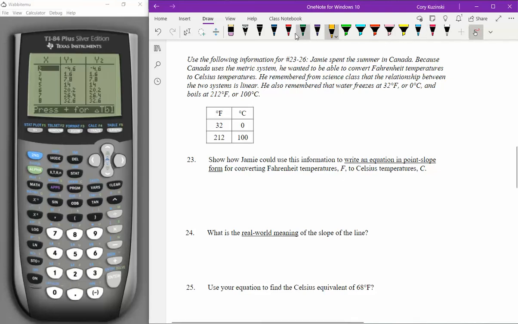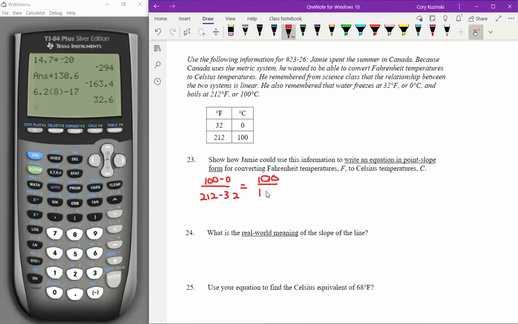So I guess the first thing I'm going to need to do is figure out the slope. So let's do change in y, 100 minus 0, over change in x, 212 minus 32, which is 100 over, I think that's 180, yep, 180. And that can be simplified. So 100 over 180 is a repeating decimal, and that got some people in trouble. Let's convert that to a fraction. It's 5/9, as in 20 goes into 100 5 times, 20 goes into 180 9 times.